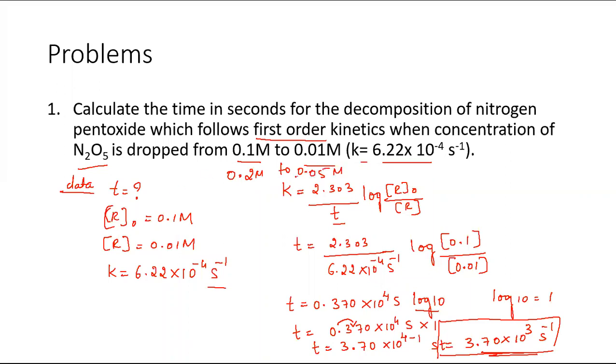to 0.05 molar. This is how much I have changed. Instead of 0.1, take it as 0.2. Initially it will be 0.2 and final how much? 0.05. K remains the same. Take it like that, just for practice purposes. Now apply the same formula, just change these values and tell me what is the answer. I'll give you just 2 to 3 minutes.